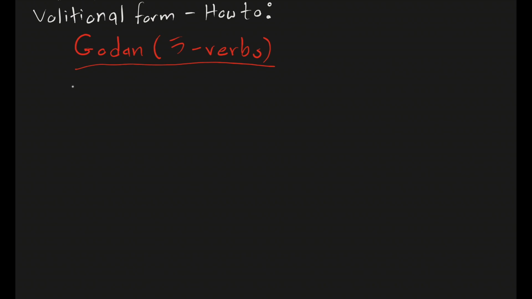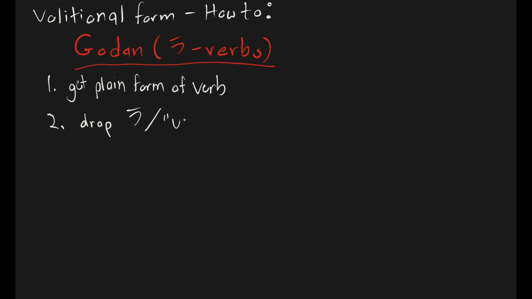Let me write down some rules. So, well, rules more like steps. The first step that we do is we get the plain form of the verb. And the second step that we do is we drop the u or u sound. So it's either dropping the character u or the u sound.